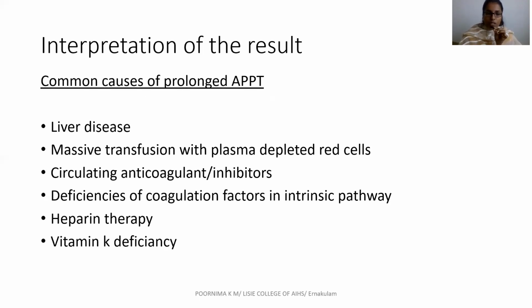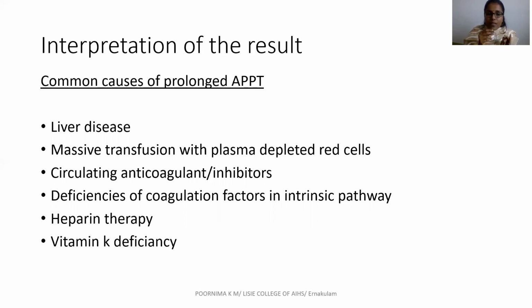Okay. So common causes of prolonged APTT are liver disease, that is, the liver produces the majority of the coagulation factors. So if there is any liver disease, it causes reduced production of certain coagulation factors involved in the intrinsic pathway. In such cases, as factors are deficient, it cannot cause clotting of plasma. So one of the common causes of prolonged APTT is liver disease.